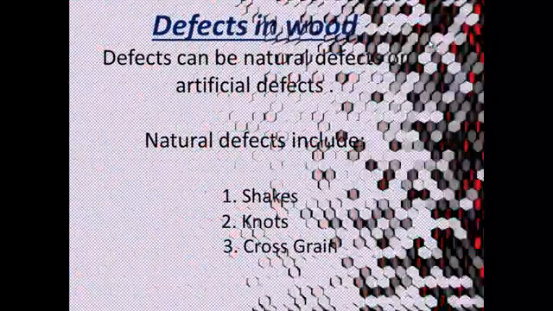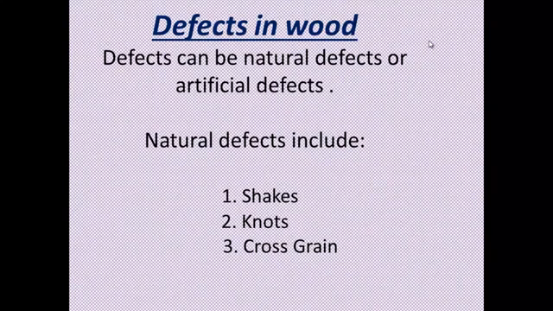Now if we talk about the defects in wood, a defect in timber is defined as any undesirable character, natural or artificial, that lowers its strength, durability and quality. The defects may be natural or artificial. Natural defects are developed during the growth of the tree, and their development cannot be controlled. The most common defects are shakes, knots and cross grain.